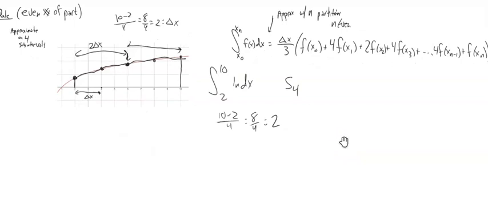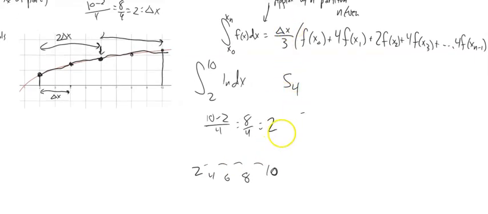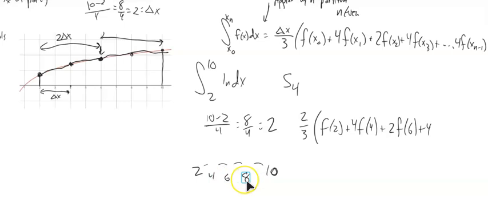So that means I'm going from 2 to 10, and I'm going by twos. So 4, 6, 8, 10. Yeah, that gives me four intervals in there. Good. So my change in x is 2. So I've got 2/3, and then it's f of the first one plus 4 times f of the second one plus 2, because it's repeated, f of the third one plus 4 f of the next one. And then we're at the last one, so the last one just happens once.